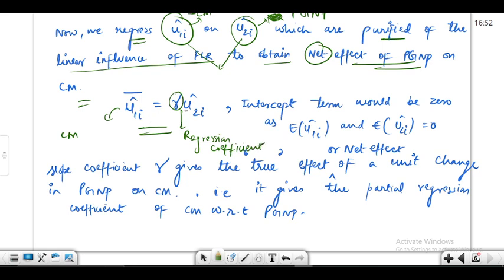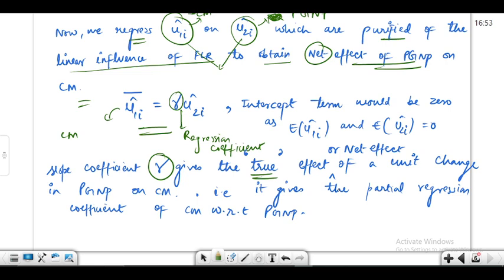So what is gamma representing? How do we interpret gamma? The slope coefficient gamma gives the true effect or net effect of a unit change in PGNP on CM, that is, it gives the partial regression coefficient of CM with respect to PGNP, since we have removed from U1I hat and U2I hat the effects of your FLR, that is female literacy rate. So this coefficient that is received out of this regression gives me the true or the net effect of a unit change in PGNP on child mortality. It is giving me the partial regression coefficient that I was looking for, that is free of any impact of my female literacy rate.